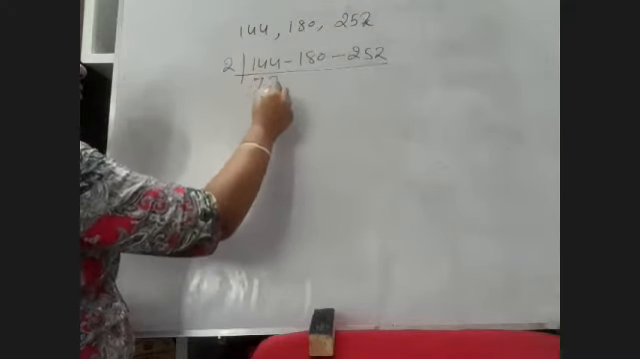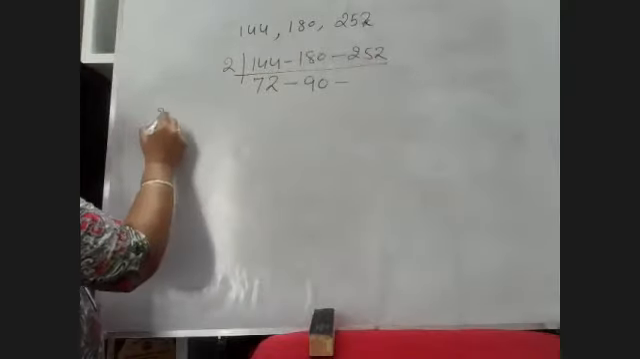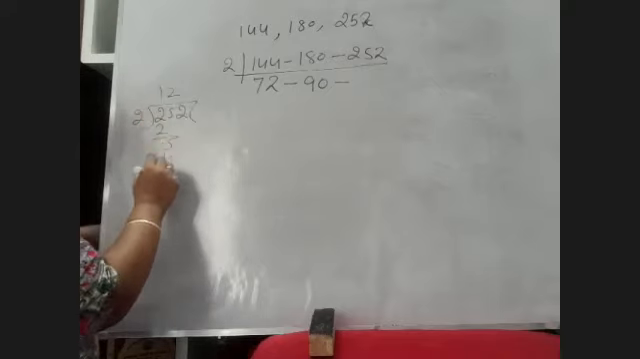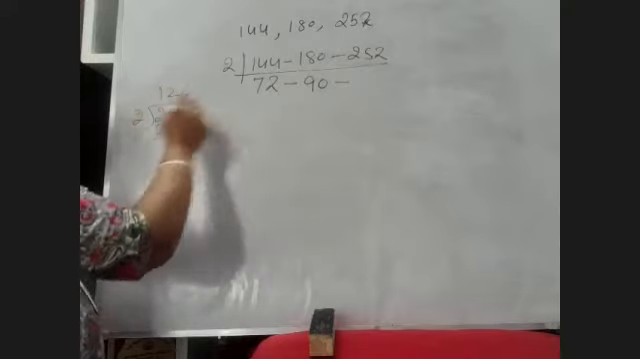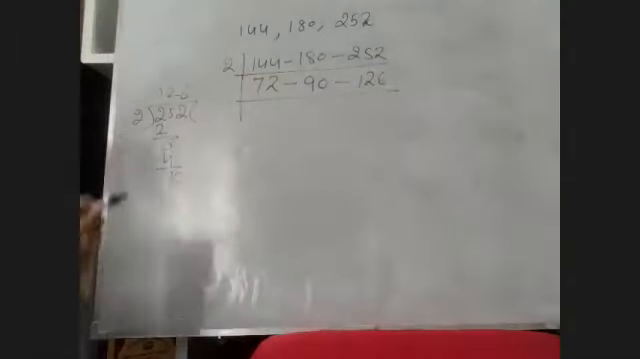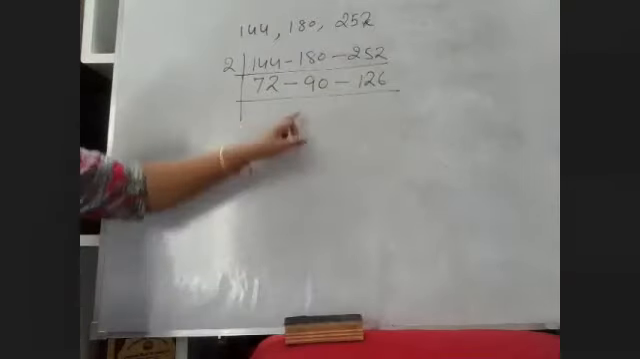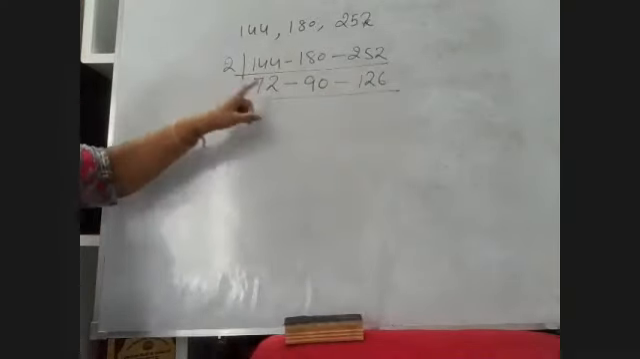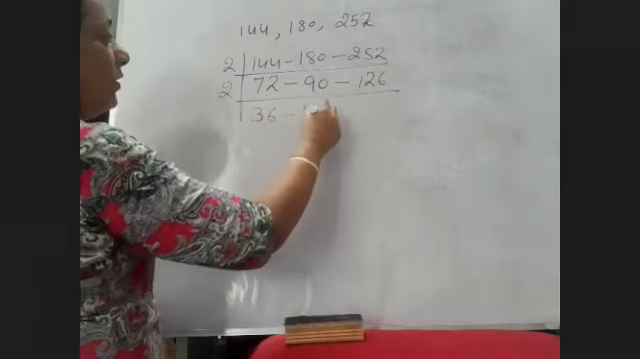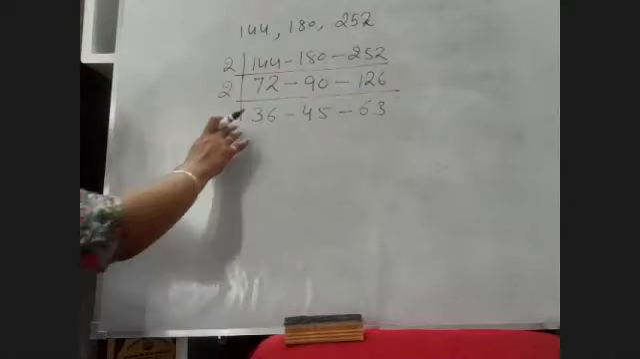2, 7 are 14, so 72. 180 divided by 2 is 90. 252 divided by 2. 2, 2 are 4, 5 minus 4, 1, 2, 6, we get 126. Yes, friends, in the first step, when we divide 144, 180, and 252 by 2, we'll get 72, 90, and 126. Again, these numbers are even, so divide by 2: 36, 45, 63. Now these all are multiples of 3.